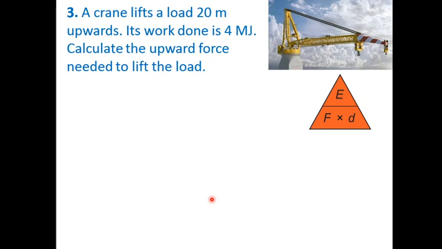So in question 3, we've got a crane, it's our context, and it's lifting a load 20 metres upwards. And the work that has been done here is 4 megajoules. The capital M stands for mega, and I always remember it as mega is million. So again, the first thing we need to do here is do our conversion from megajoules to joules. So to do that, we need to times our megajoule value by 1,000,000 to give us our joules value. So 4 megajoules is 4,000,000 joules. So that's the first step done.